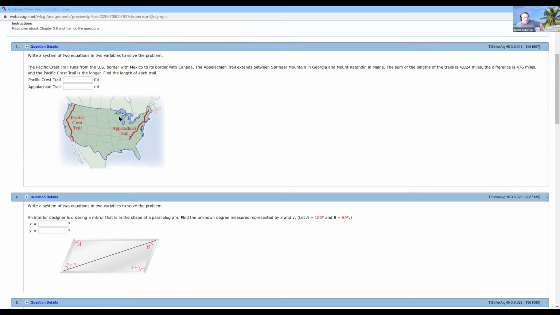So the first question says, write a system of 2 equations in 2 variables and solve the problem. And then it says, the Pacific Crest Trail runs from the US border to Mexico. Is the Pacific Crest Trail what became the I-5? I don't know. Is it just a totally different road? None of us know. Okay. The Pacific Crest Trail is a very long hiking trail. So it's got nothing to do with the I-5. It just looks like that's the road the I-5 takes, because of the way it goes all down that coast. But okay, that's kind of cool.